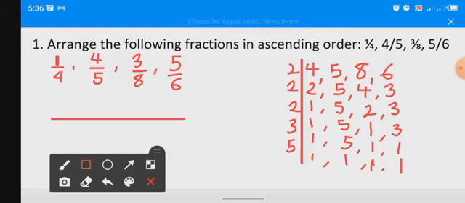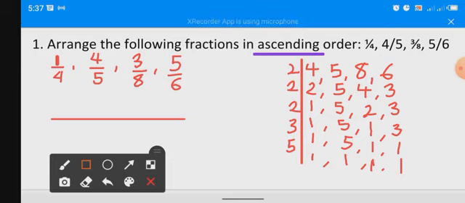We are going to use this question to take care of how to arrange fractions in increasing order, or we say ascending order. This will also take care of arranging fractions in decreasing order, which is also called descending order.